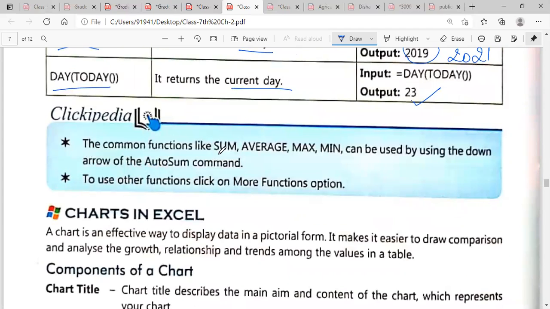The common functions like sum, average, max, min can be used by using the down arrow of the AutoSum command. The most common functions are sum, average, maximum, and minimum. These are most commonly used. And to use other functions, click on more function options. We have to use the more advanced option.